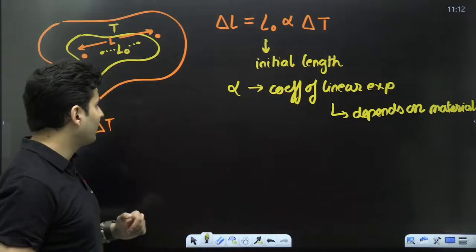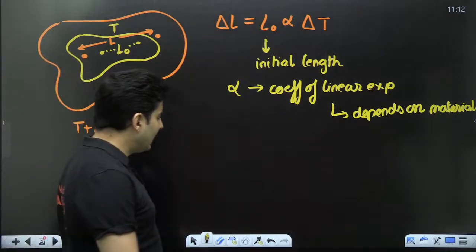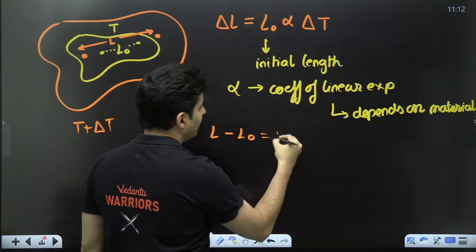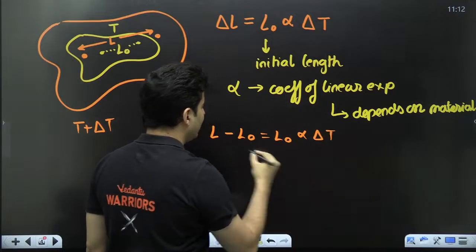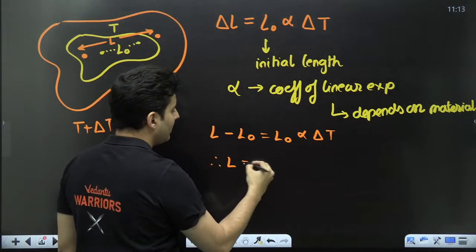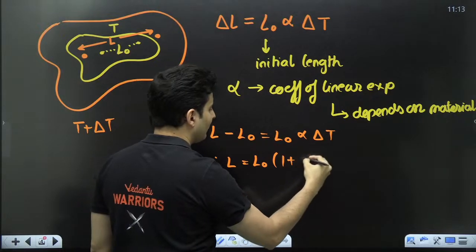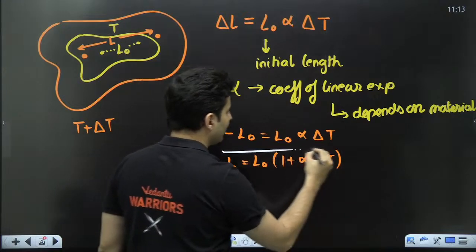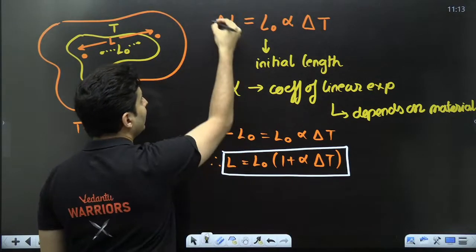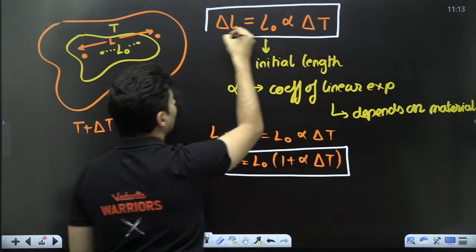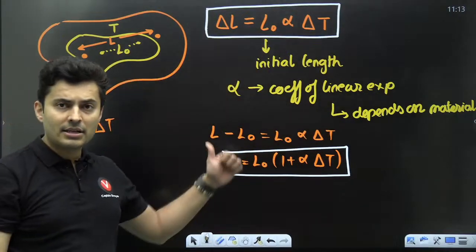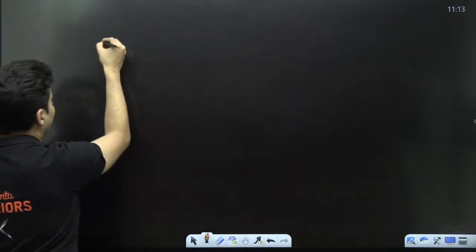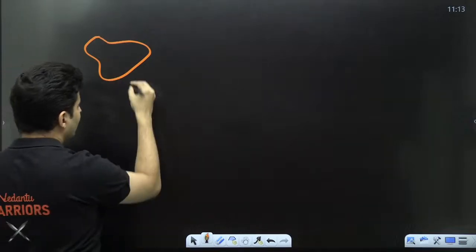Yes. Then if you write delta L as final length minus original length is equal to L naught alpha delta T, shifting L naught over there and taking it common, you will get it as 1 plus alpha delta T. This is also another way of looking at the same formula. This is one way of looking at it. This is another particular way of looking at the same formula. Is that okay? Cool.